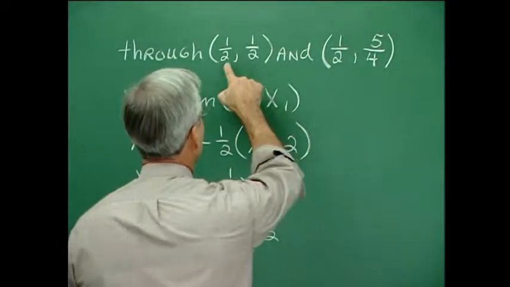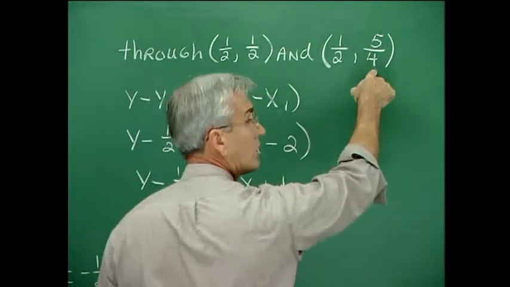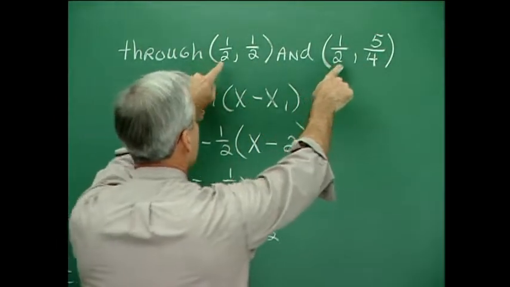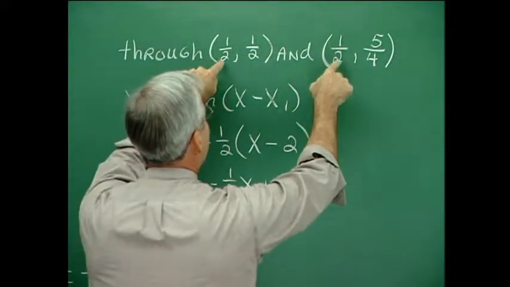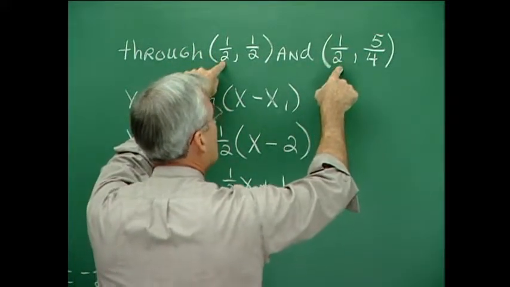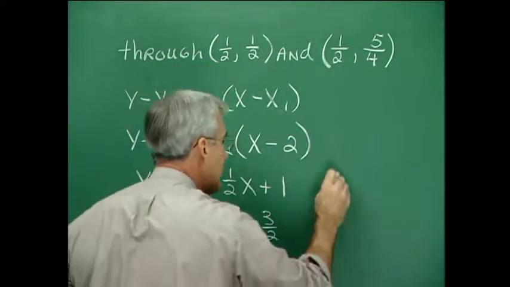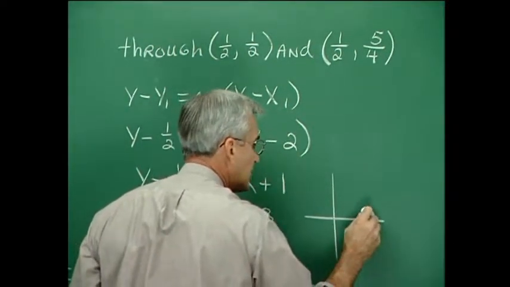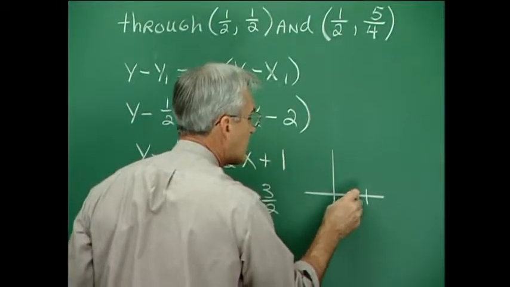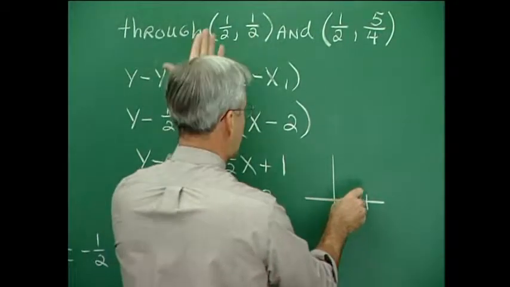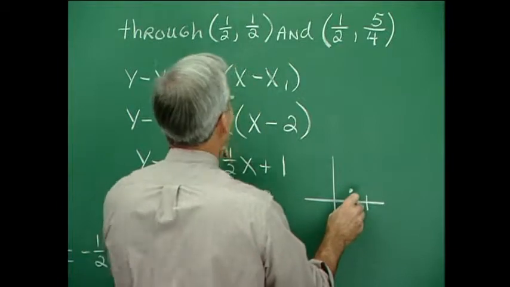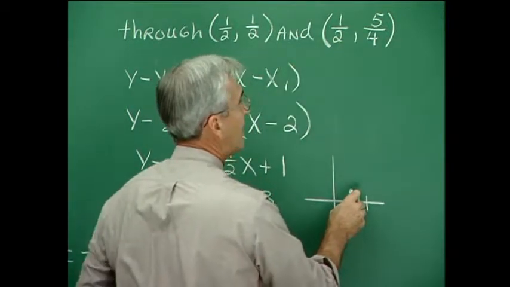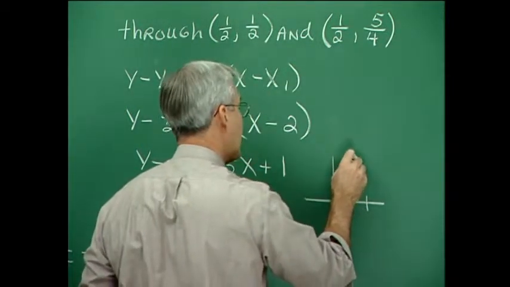You see, so I have 1/2, 1/2, and then 1/2, 5/4. Now, the important thing to notice is that the x components are the same. When the x components are the same, think about it graphically. I have an x of, let's say this is 1, so I have an x of 1/2 for one of them, and it goes up to 1/2. Okay, let's say it's here. And then an x of 1/2, it goes up to 5/4. 1 1/4, that's about right up here, let's say.